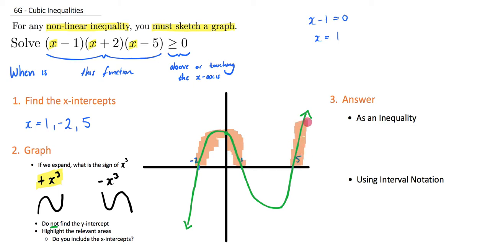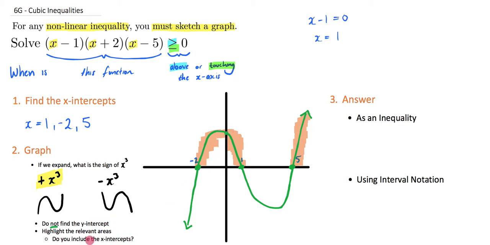And then what I can do next is just to remind myself that I'm also including where it's touching the x-axis. And the reason why I'm including that is because I have this equal to sign here. So just to really stress this, because I have a greater than sign, it's above, and because I have this equal to sign, it's also including where I'm touching it. Perfect. Hopefully you've got that.